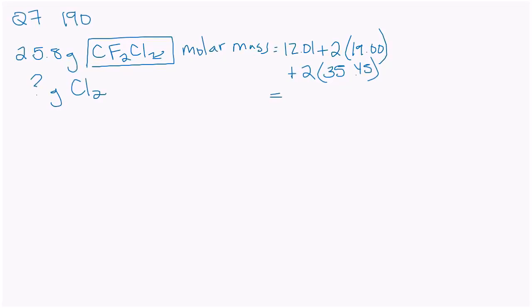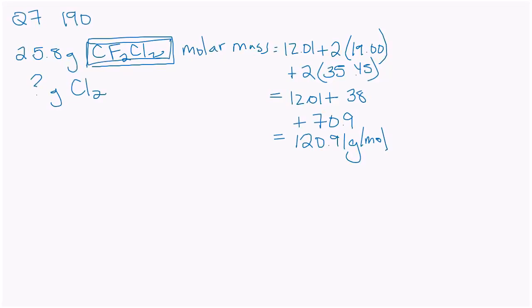So I'm going to do that calculation first. Grab my calculator. The 12.01 doesn't change. 2 times 19 gives me 38 grams. And then 2 times 35.45 gives me 70.9 grams. And then I'm just going to add those up. So 12.01 plus 38 plus 70.9 gives me a grand total of 120.91 grams per mole, which is the molar mass of carbon, fluorine, and chlorine all together.